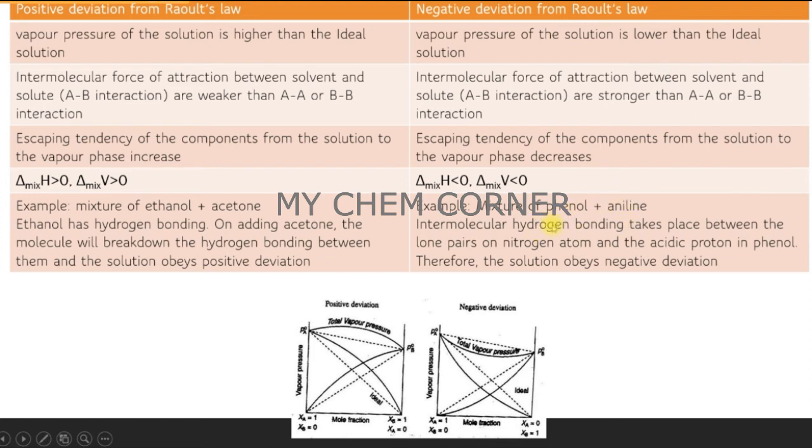We all know phenol is acidic in nature, and aniline is basic in nature. Because they share that lone pair and the acidic proton, they have strong intermolecular hydrogen bonding. Because of that, they prefer to stay as products and not as reactants. So this is a classic example of negative deviation from Raoult's law.